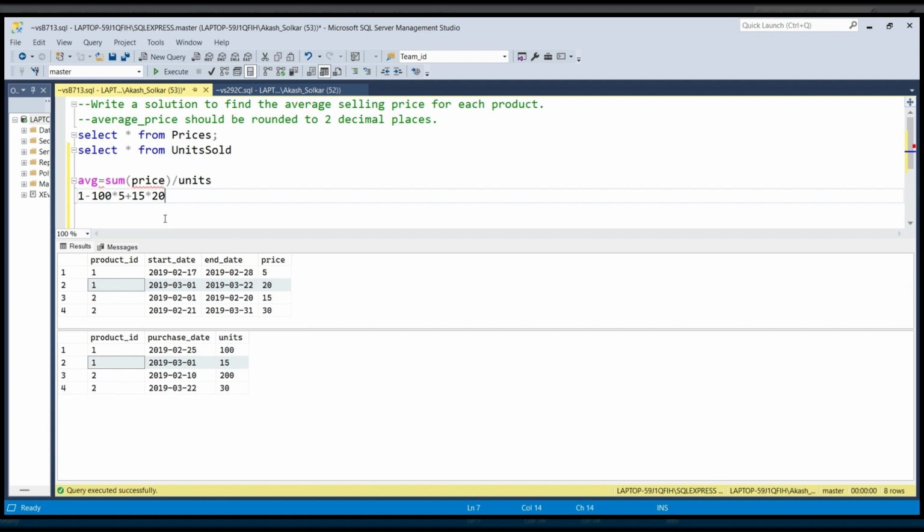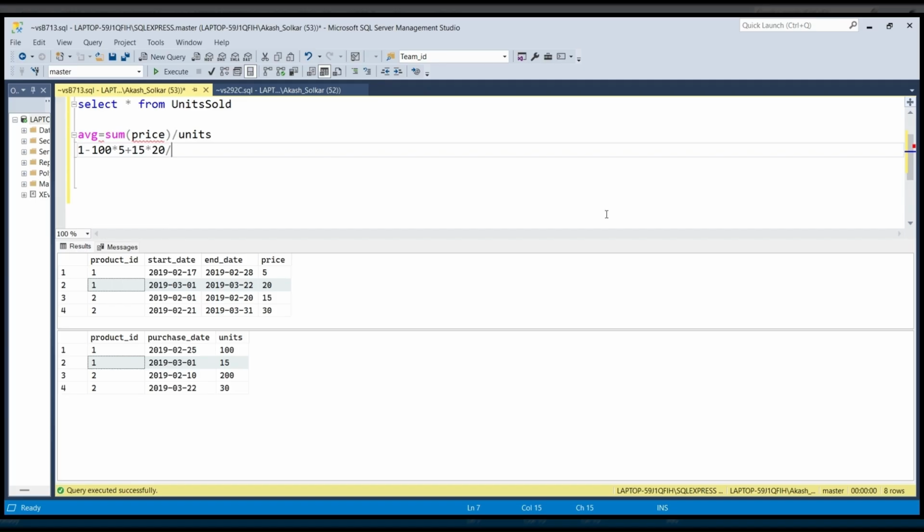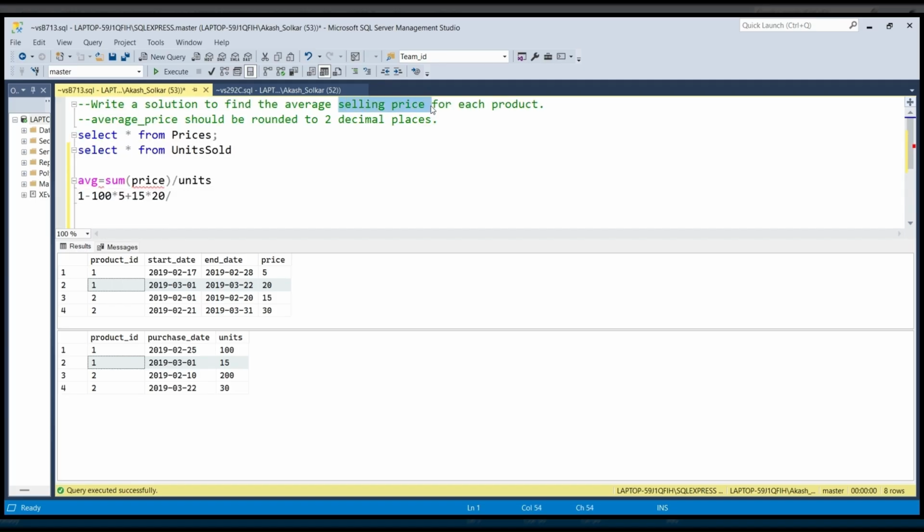Now we are going to calculate the average, which is nothing but the sum of selling price divided by the units, how many units were sold. So 100 plus 15. Similarly, for product ID 2, if you see, the purchase date is the 10th of Feb, that comes into this category from start date to the end date. When the price is 15, at that time 200 products are going to be sold. So 200 products sold for 15 rupees.